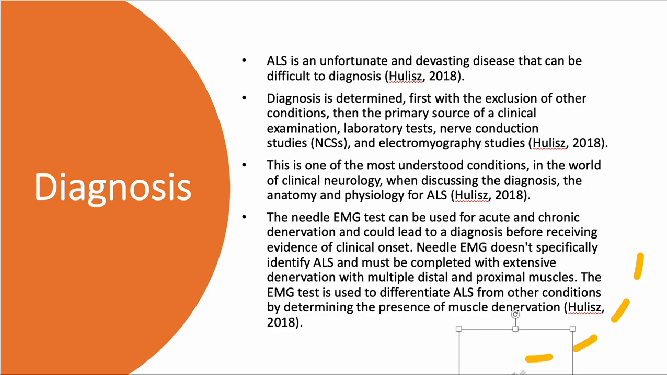This is one of the most understood conditions in the world of clinical neurology when discussing the diagnosis, the anatomy and physiology of amyotrophic lateral sclerosis. The needle EMG test can be used for acute and chronic denervation and could lead to a diagnosis before receiving evidence of clinical onset. Needle EMG doesn't specifically identify ALS and must be completed with extensive denervation with multiple distal and proximal muscles. The EMG test is used to differentiate ALS from other conditions by determining the presence of muscular degeneration.